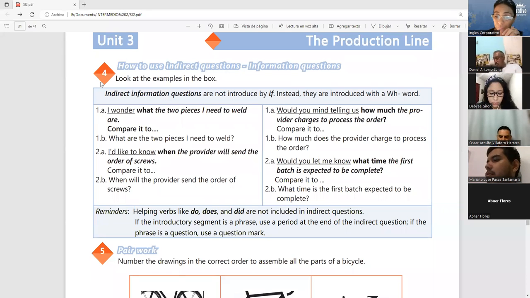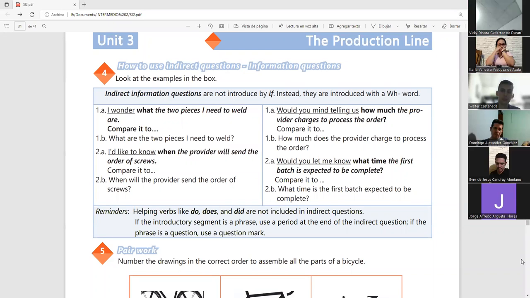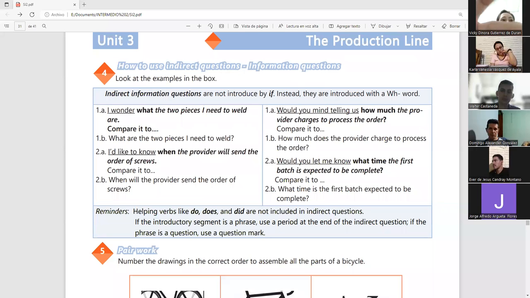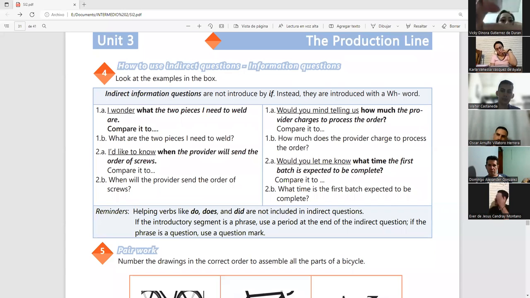Very good. Thank you. Let's see. Walter, can you read the other examples? Thank you, Mariano. Walter, can you read 1A and 1B, 2A and 2B? Would you mind? Walter, no está por ahí. Claudita, está por ahí? Do you want to read? Yes, teacher. Excellent. Go ahead, Claudia.